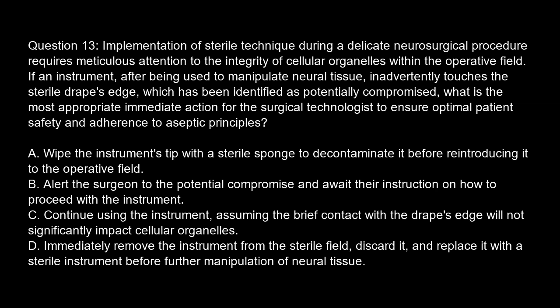Option A. Wipe the instrument's tip with a sterile sponge to decontaminate it before reintroducing it to the operative field. Option B. Alert the surgeon to the potential compromise and await their instruction on how to proceed with the instrument. Option C. Continue using the instrument, assuming the brief contact with the drape's edge will not significantly impact cellular organelles. Option D. Immediately remove the instrument from the sterile field, discard it, and replace it with a sterile instrument before further manipulation of neural tissue.